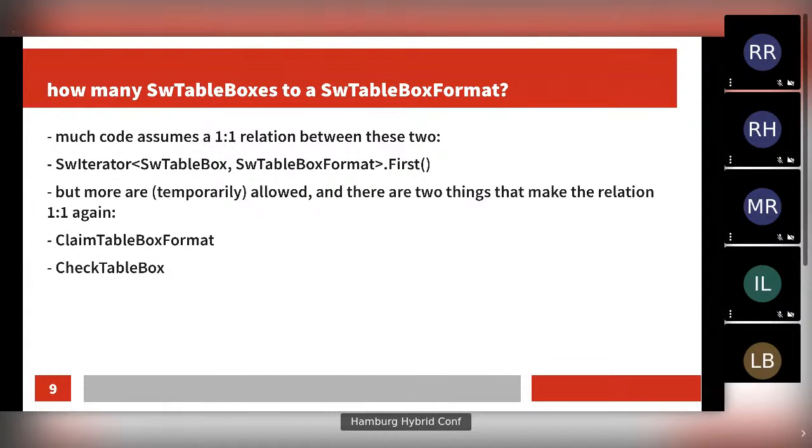This is how it looks in the code. You have an SW iterator and then just say, give me the first of this kind, and it just assumes that it has either 1 or 0, and it never assumes that there are more. And there are two functions that clean this up, that say, oh, if there's more than one, then make myself an own format again. So clone this and create a new one for myself. Also, probably this could be refactored to be in just one place and not 2 places. But yeah, lots of work to do there, I guess.